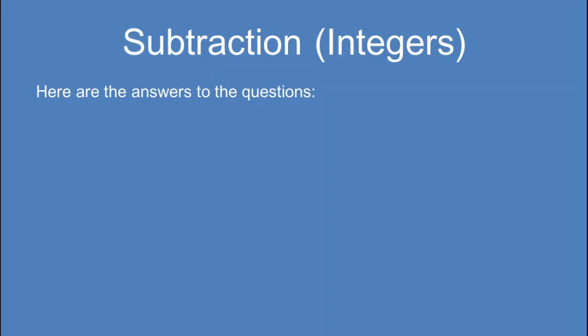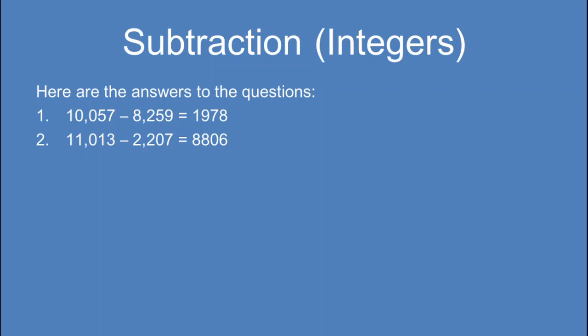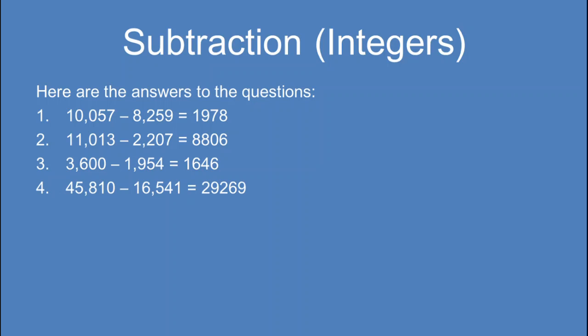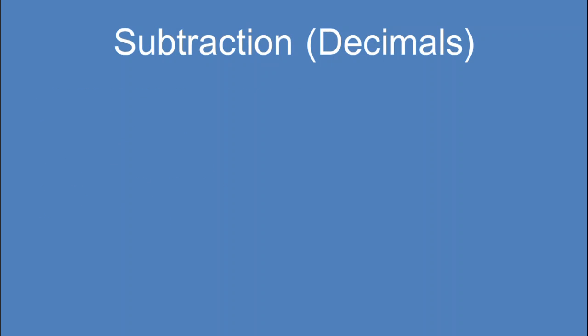Question 1, 1,978. Question 2, 8,806. Question 3, 1,646. Question 4, 29,269. Question 5, 7,823. Let's move on to subtraction with decimals.